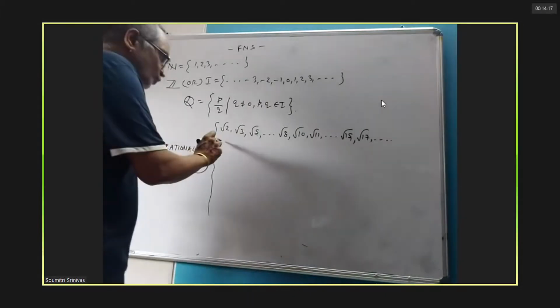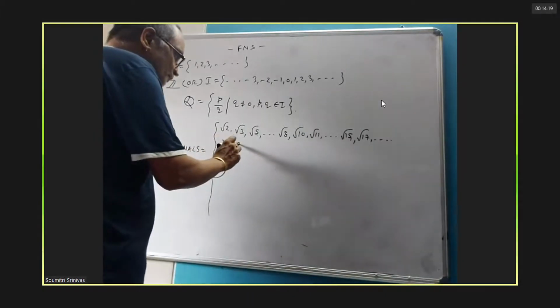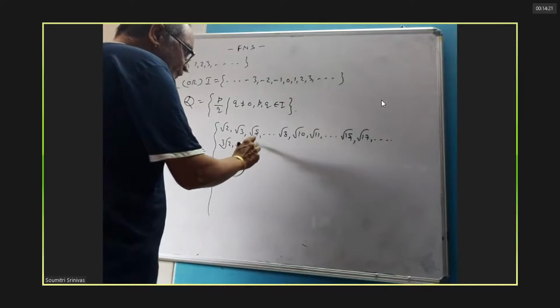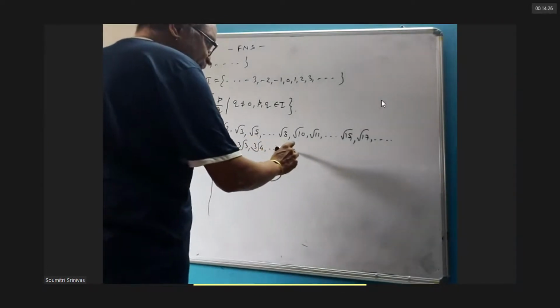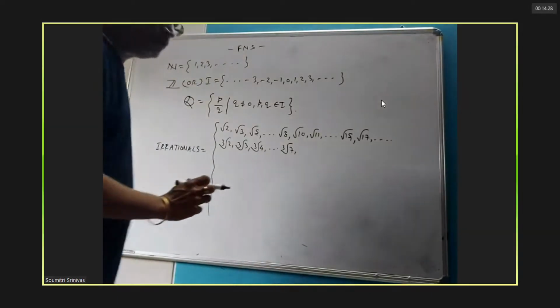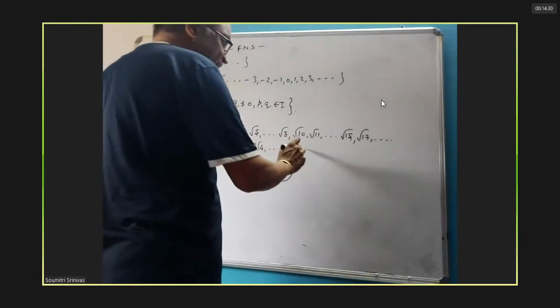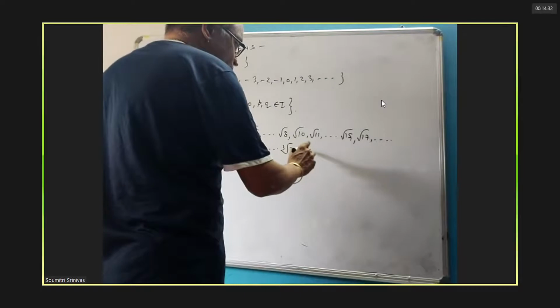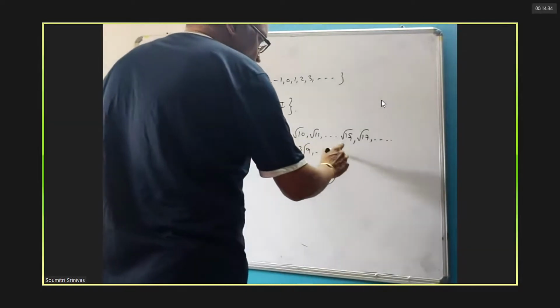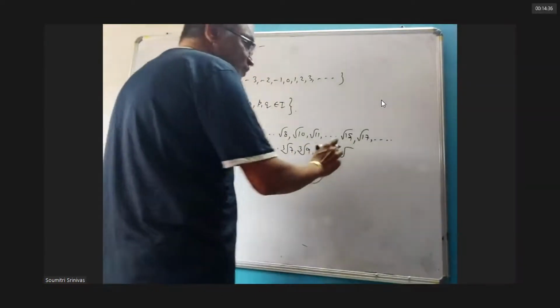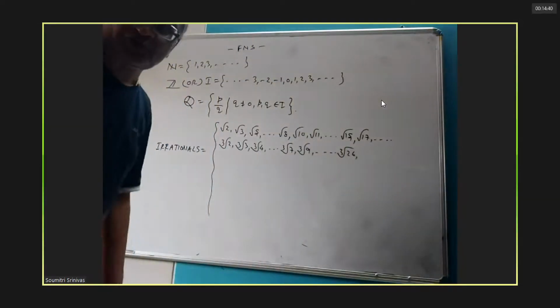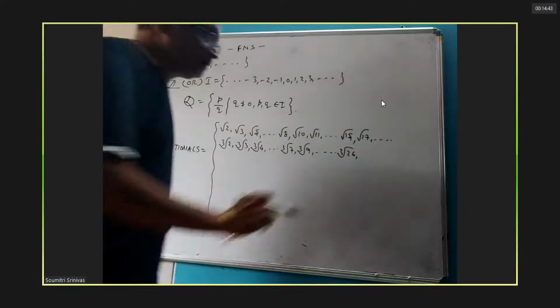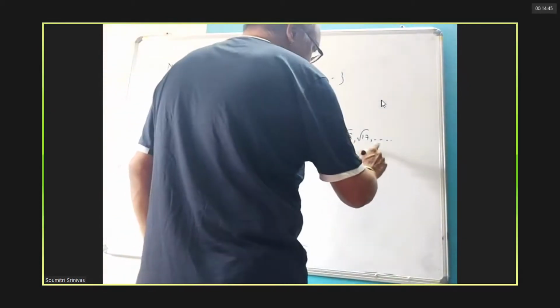Cube root of 1 is 1. Cube root 2, cube root 3, cube root 4, cube root 7. Cube root of 8 is 2. Perfect cube. It's a perfect number. Cube root 9, cube root 26. What is cube root of 27? Cube root of 27 is 3. Therefore, cube root of 28.